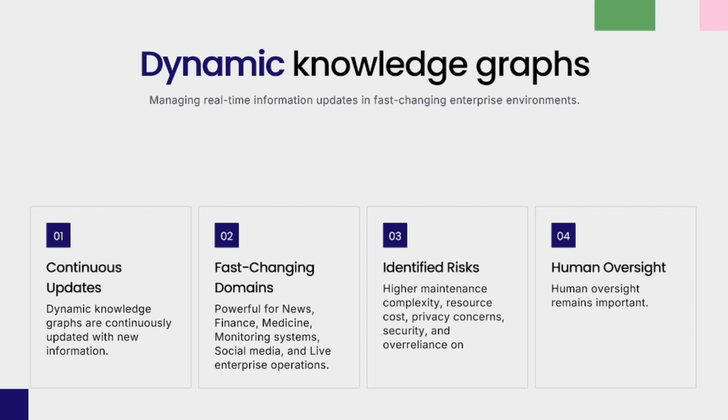So identify risk: higher maintenance complexity, resource cost, privacy concerns, security, and over-reliance. So do not over-rely on knowledge graphs. Know when the knowledge graph is needed, and when it is not needed, you can use a RAG database instead. And then make sure you implement privacy and policy. Make sure the data is secured, and make sure you collect only the information that you need from social media, from the finance API, from the finance system, or from the medical platform.